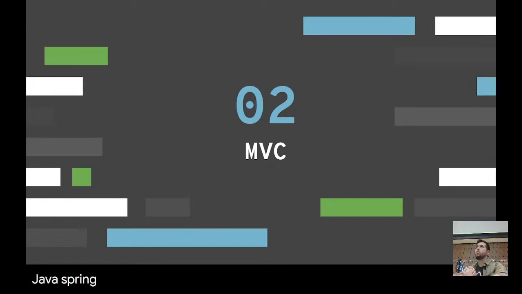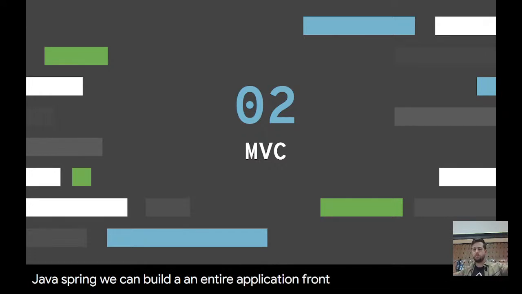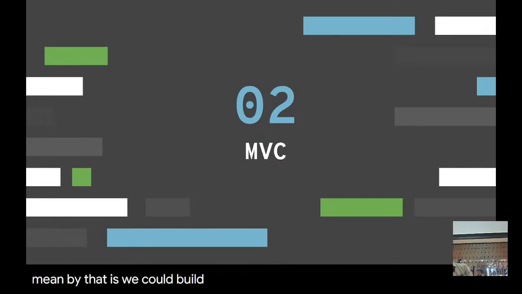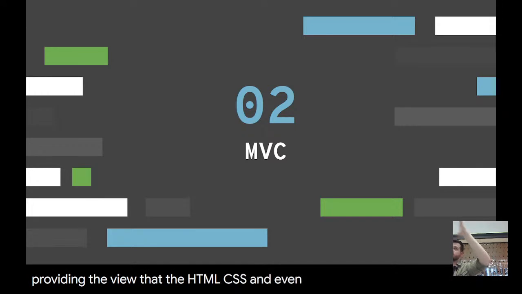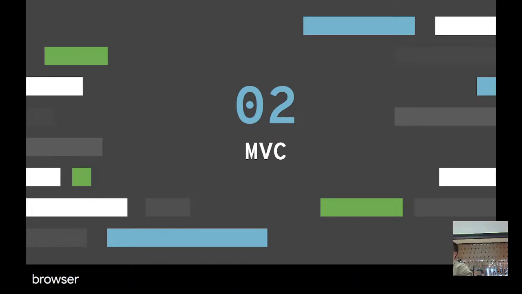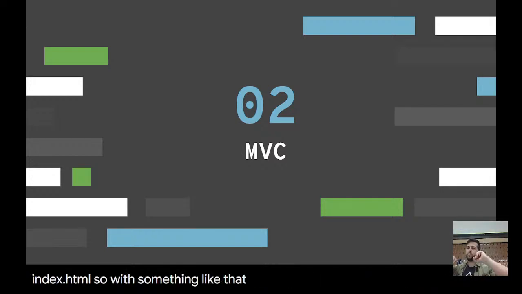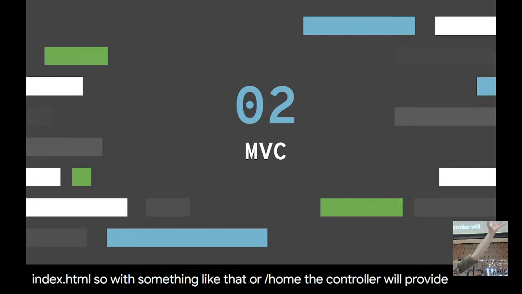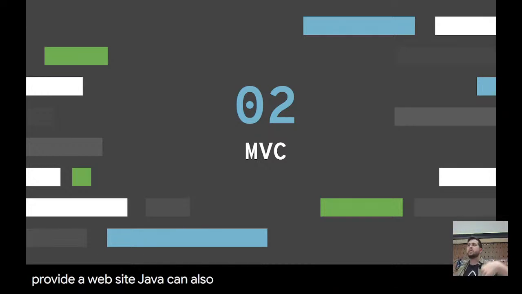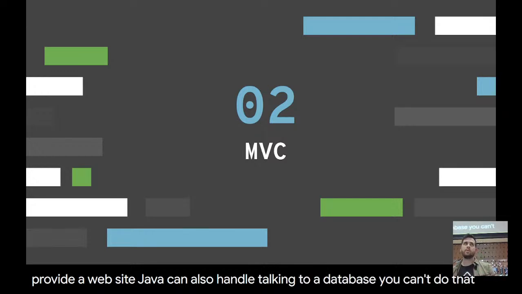With Java Spring, we can build an entire application front to back. So what I mean by that is we could build something where Java, from the server, is providing the view, the HTML, CSS, and even JavaScript to the browser. So for example, if you go to localhost 8080/index.html, something like that, or /home, the controller will provide a website. Java can also handle talking to a database. You can't do that with a front-end website.